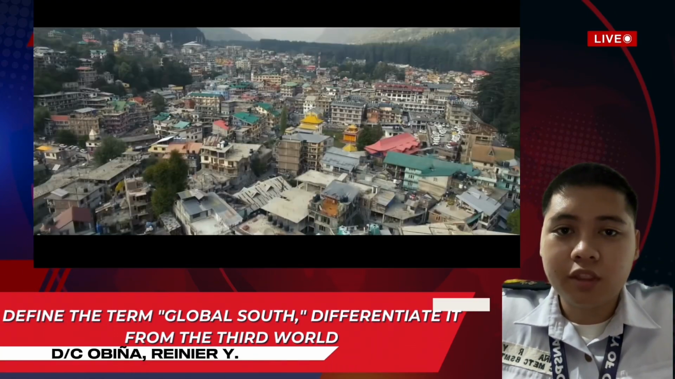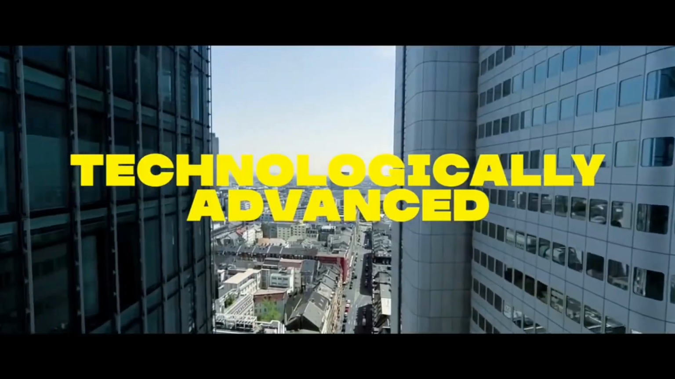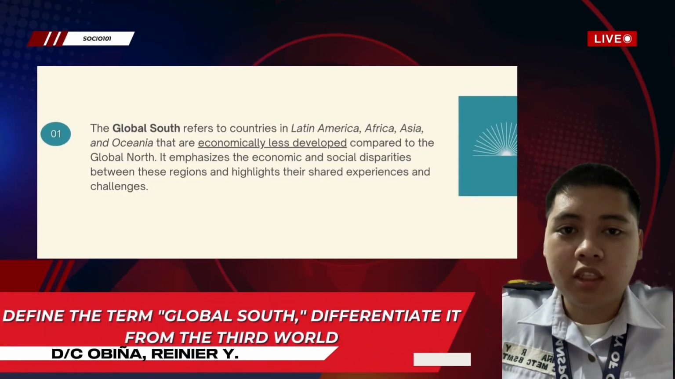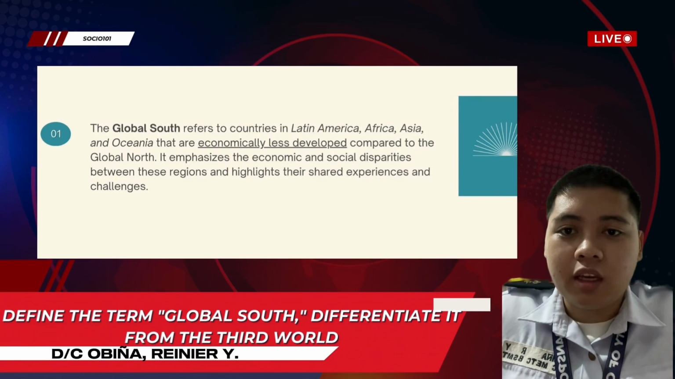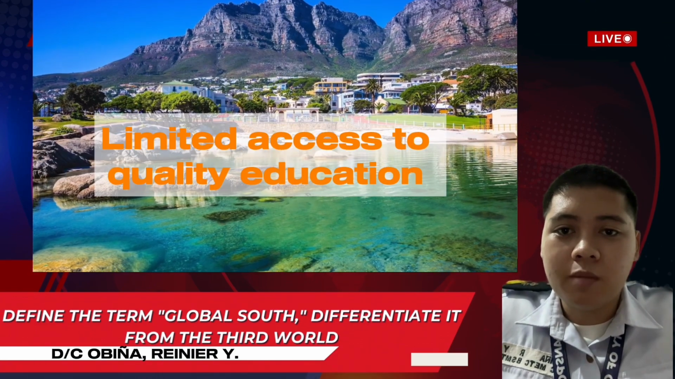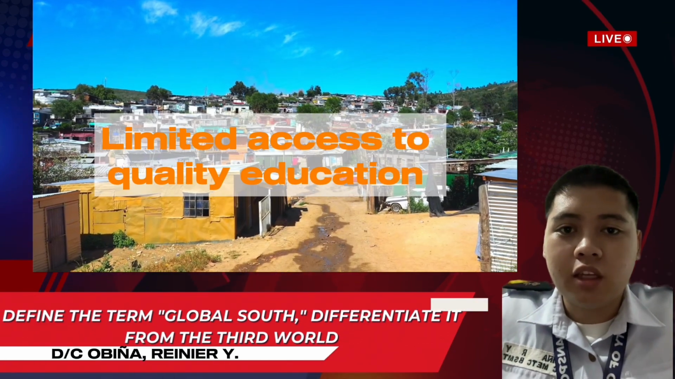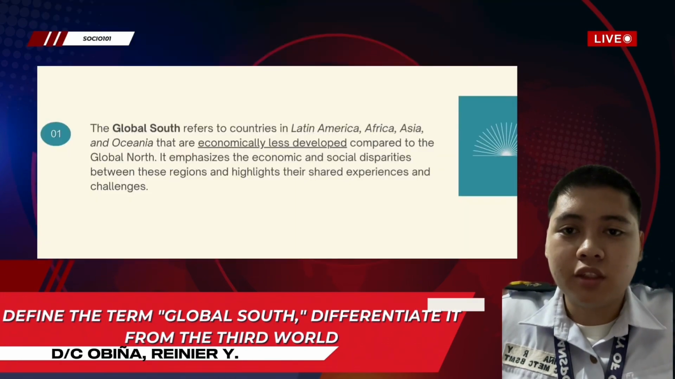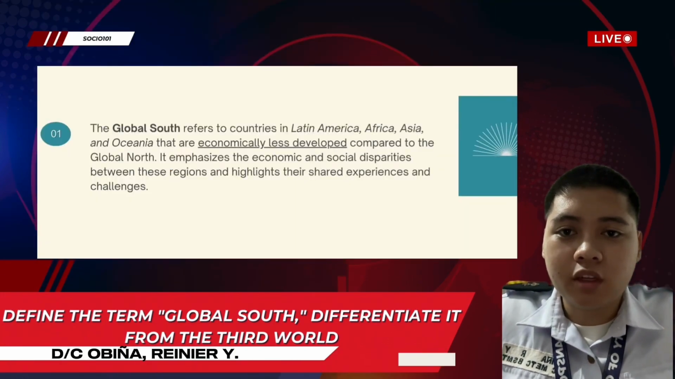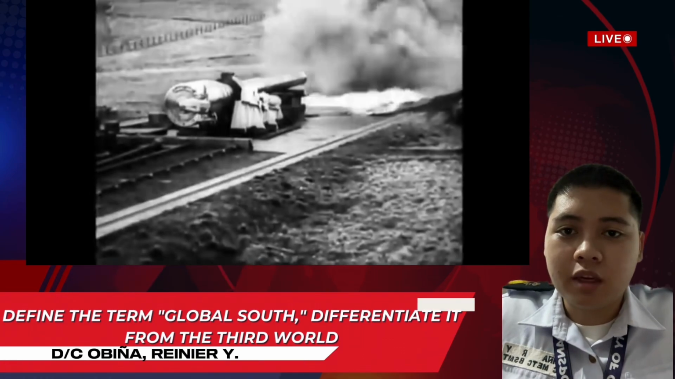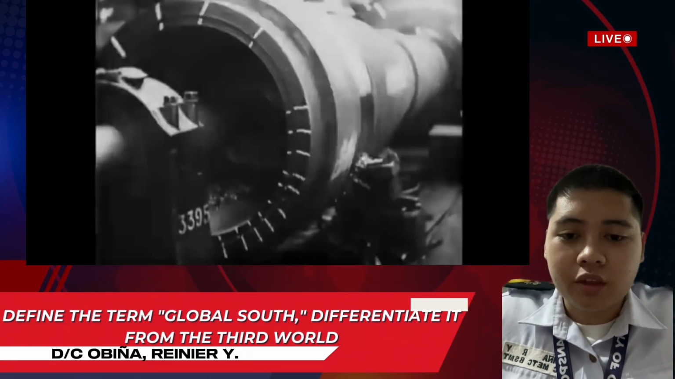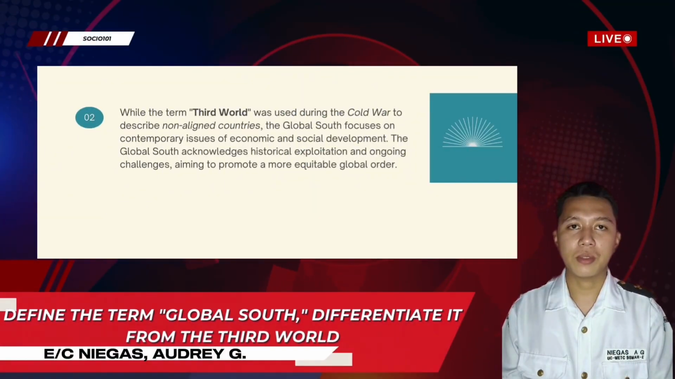Despite rapid urbanization and technological advancements, many nations in the Global South face challenges such as inadequate healthcare, limited access to quality education, and political instability. These issues often stem from historical colonialism, economic dependency, and unequal global trade structures. Difference from the Third World.